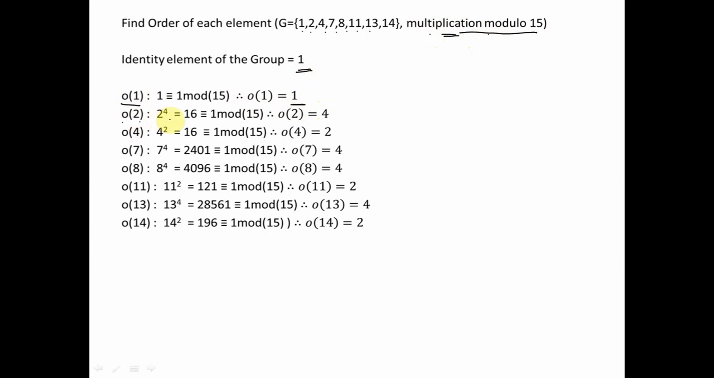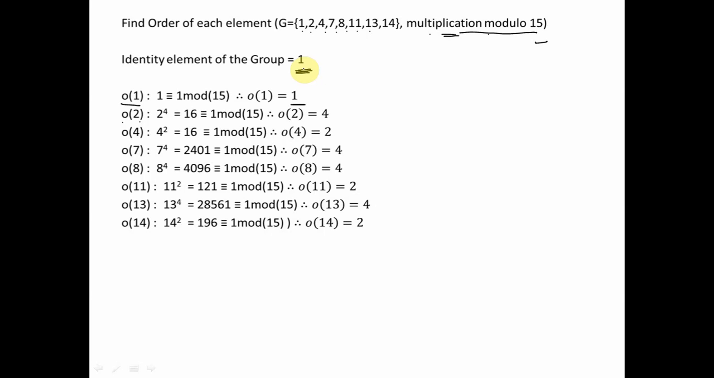Order of 2. What power should I raise 2 to so that the result, when divided by 15, will give me 1? I'll repeat. How do I find the order of an element? Here, let us say 2. What is the power to which 2 should be raised so that the result when divided by 15 gives me 1? In case of 2, it is simply 4. 2 to the power 4 is 16. 16 divided by 15 gives me a remainder of 1.